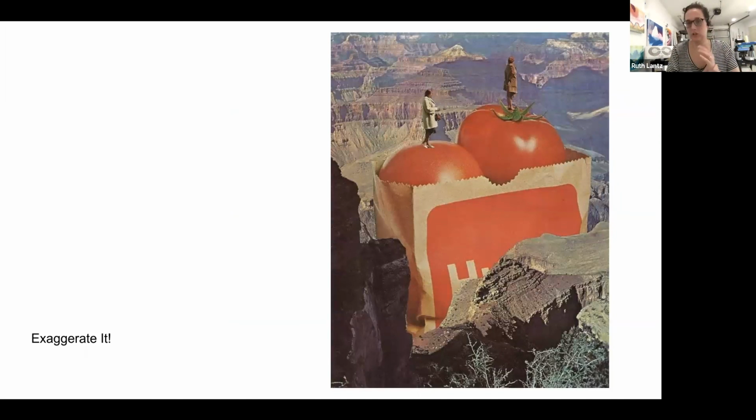Other ways you can use scale, you can exaggerate things, right? Make things that are typically small, huge, and it gives a different sense of narrative, particularly when you're putting them in relationship to landscapes or things that are normally super vast. So you're flipping the narrative in a way, flipping our understanding of objects.